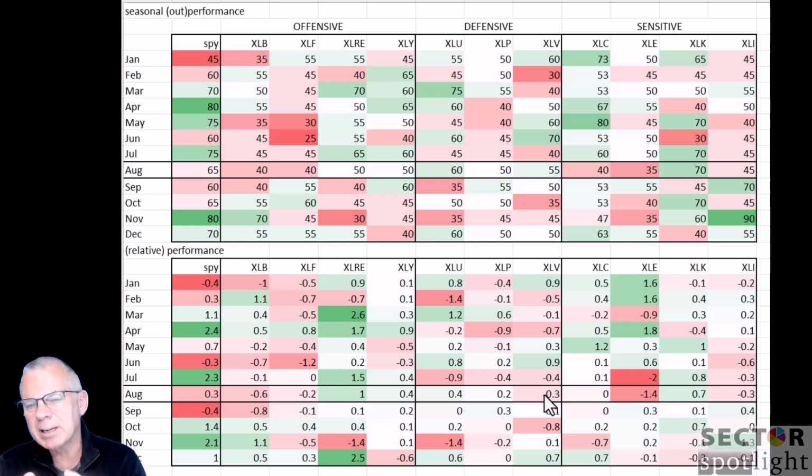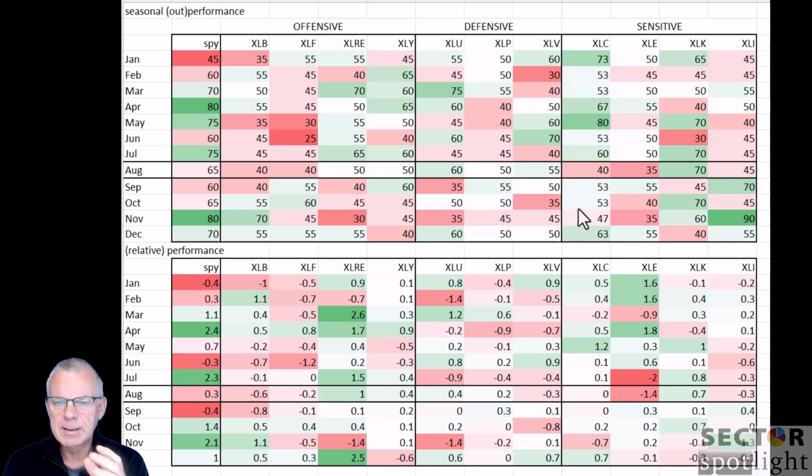Where there may be an opportunity is in the group of sensitives. And if we look here, then communication services, 40% of the time outperforming, which means 60% of the time underperforming. The average result is 0. So I'm not going to waste any time on that one.